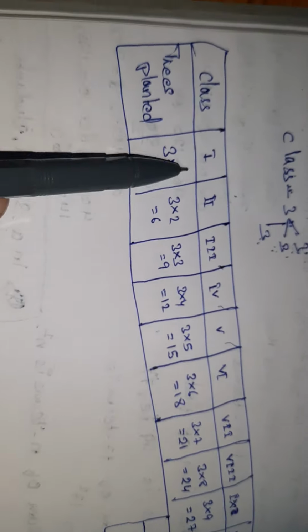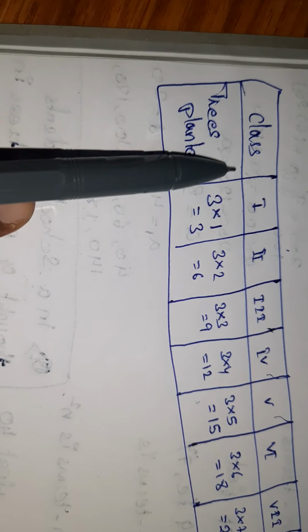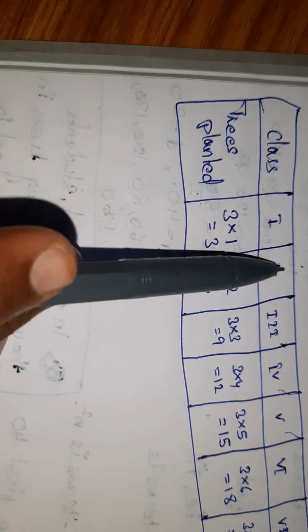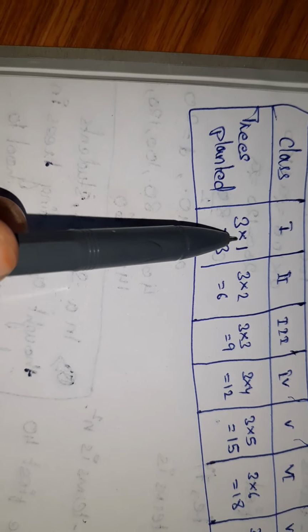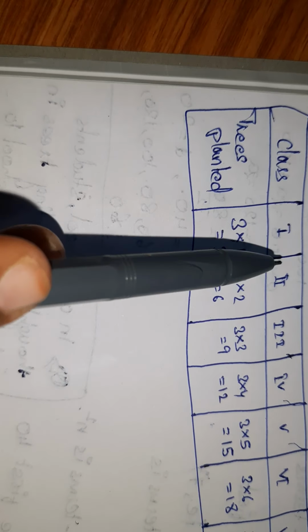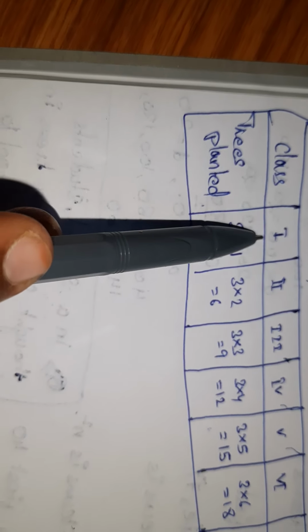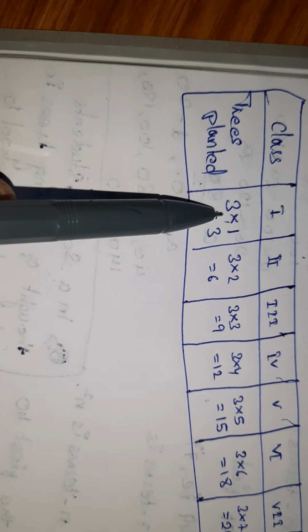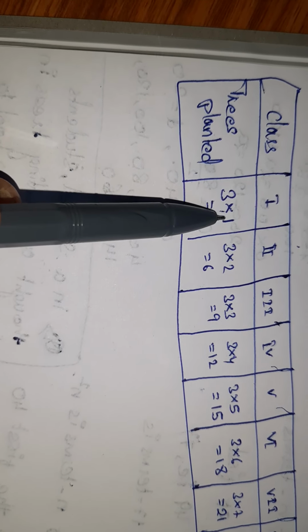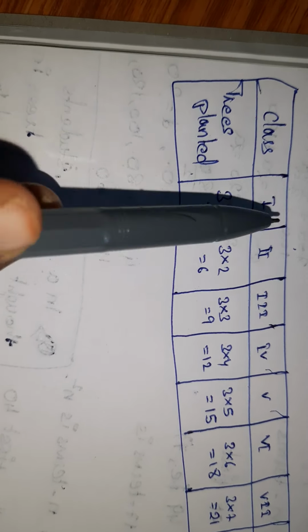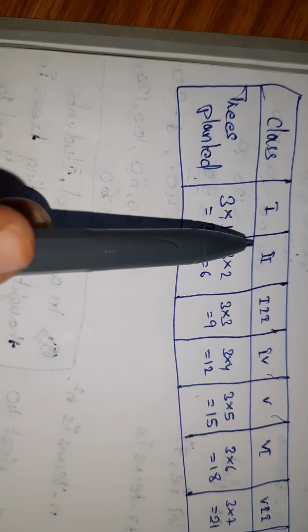So look here, this class, I have written class tree planted. Class 1 has three sections. Each class has three sections, and they will plant the trees according to the class. Class 1 has three sections and they will plant one tree because they are studying in the first class.